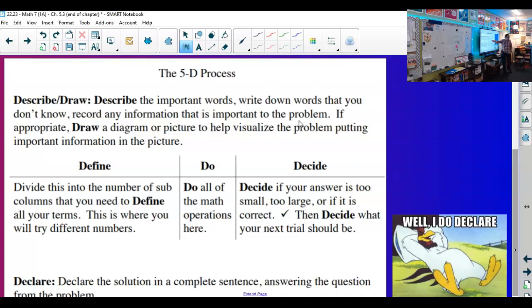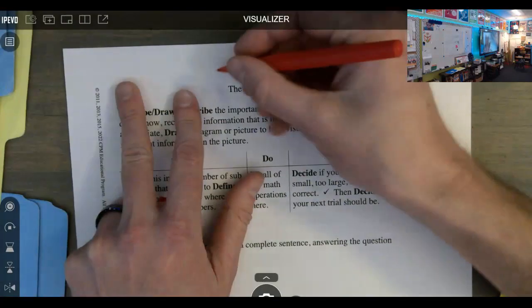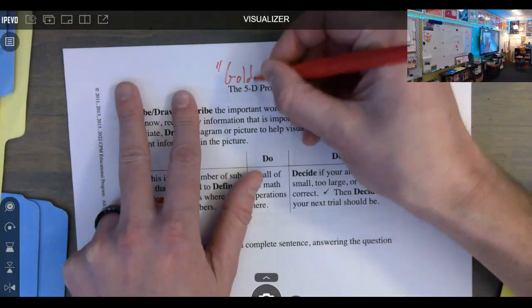So we defined three things here. We defined three pieces of the fence. So then do, what's the do? Anyone else? We'll throw it back to Gabe. So what does do say? Do the math operations here. Yeah, and then guys, you could go ahead and write this on your paper, this is Goldilocks.